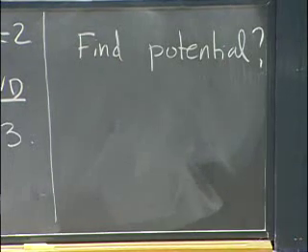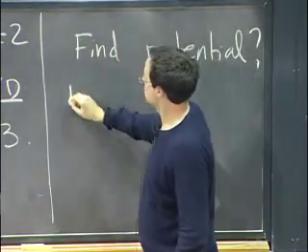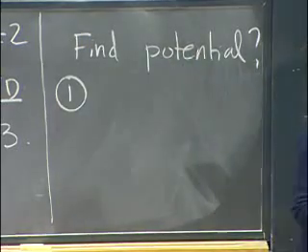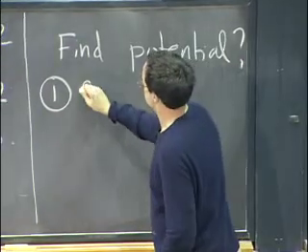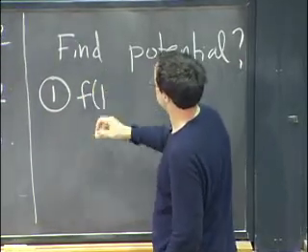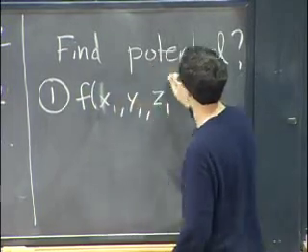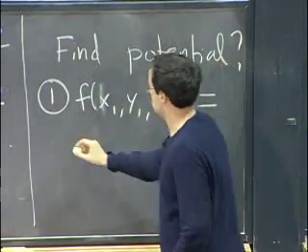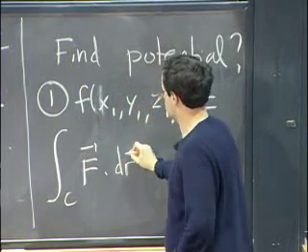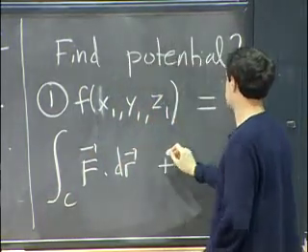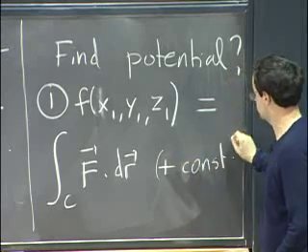Well, there's two methods as before. One of them, I don't remember if it was the first one or the second one last time, but it really doesn't matter. One of them was just to say that the value of f at a point, let me call that x1, y1, z1, is equal to the line integral of my field along a well-chosen curve, plus, of course, a constant, which is going to be the integration constant.